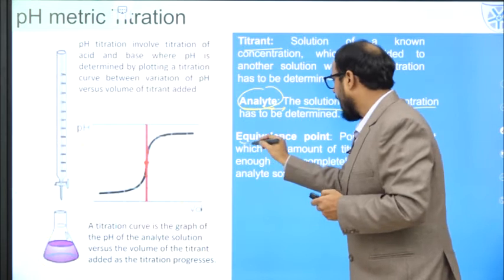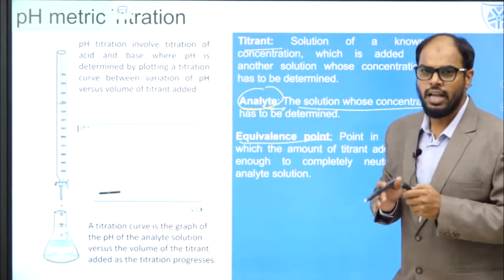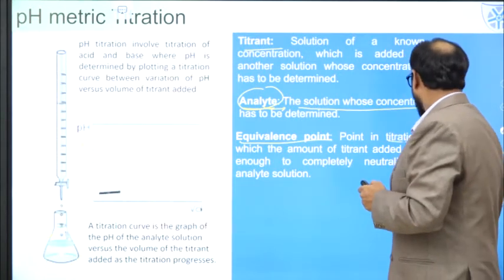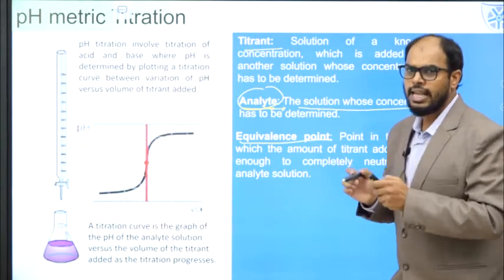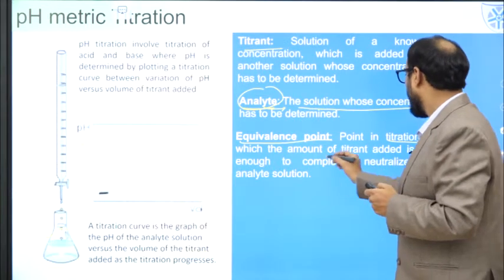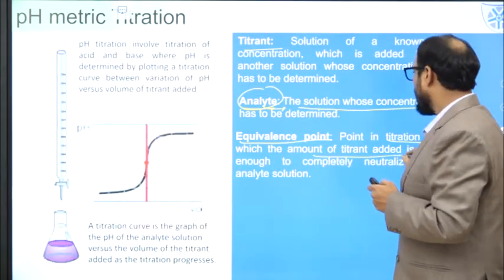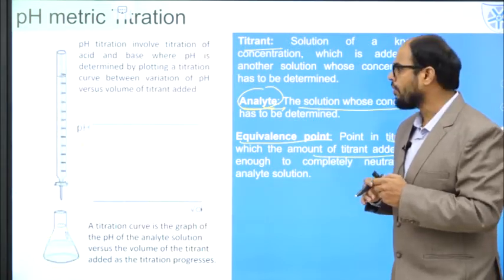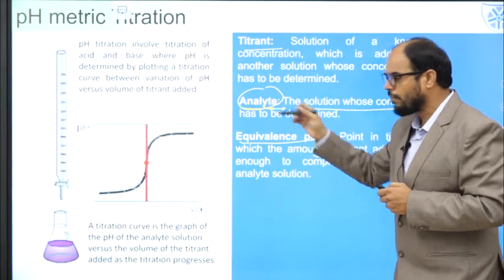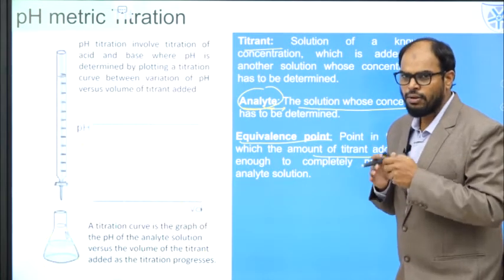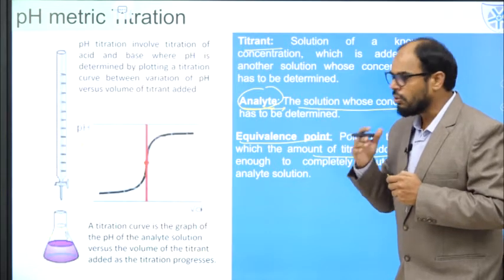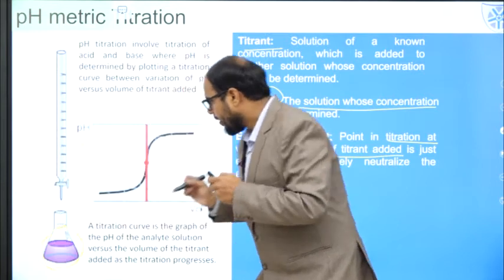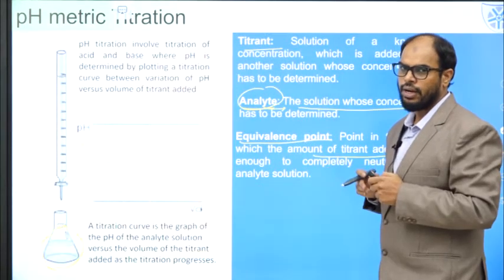And from this acid base titration, we are finding the equivalence point. And what is the meaning of equivalence point? It is the stage in this acid base titration where the amount of titrant added is enough to saturate the analyte. Whenever we are adding the titrant from the burette, a sufficient amount of titrant is required to neutralize the concentration of the analyte. This point we call the equivalence point.